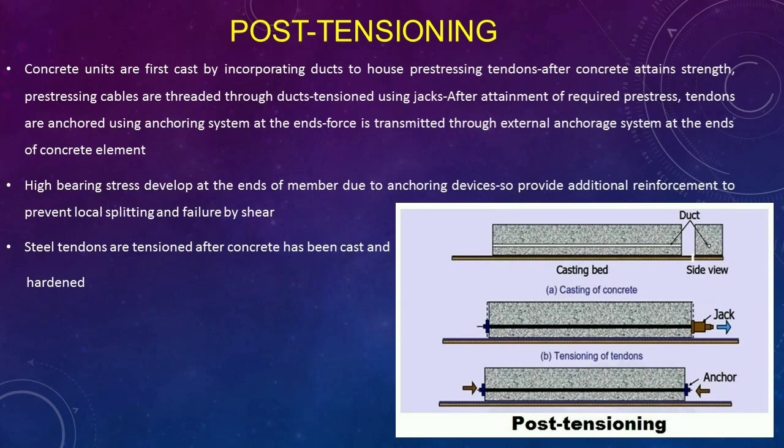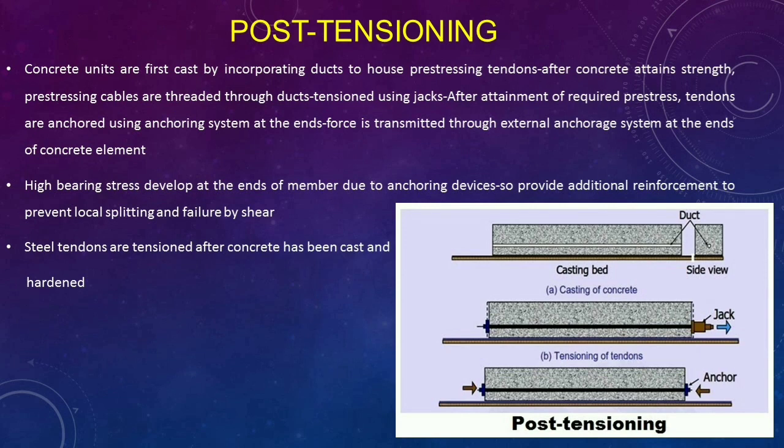Moving on to post-tensioning. In post-tensioning, the concrete units are first cast and they are provided with ducts or grooves to accommodate the pre-stressing tendons. And these ducts are provided with metal sheeting ducts or the cable ducts. The ducts may be arranged in any shape to get the required cable profile. This is shown in A part, casting of concrete, in the figure.